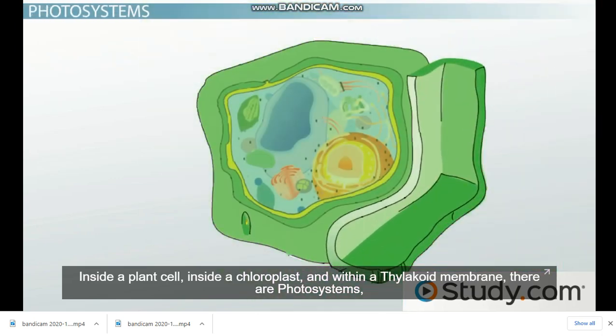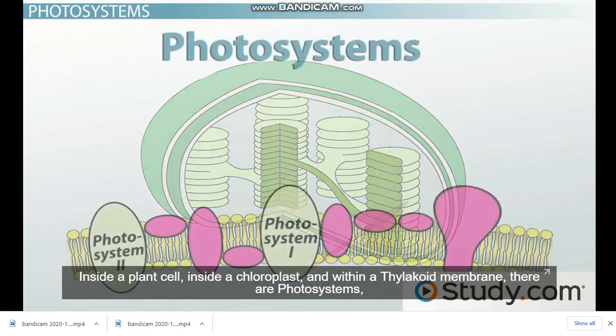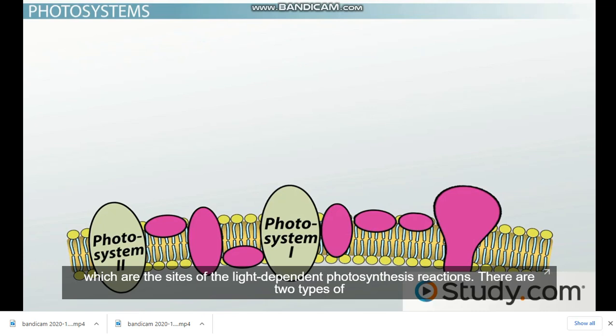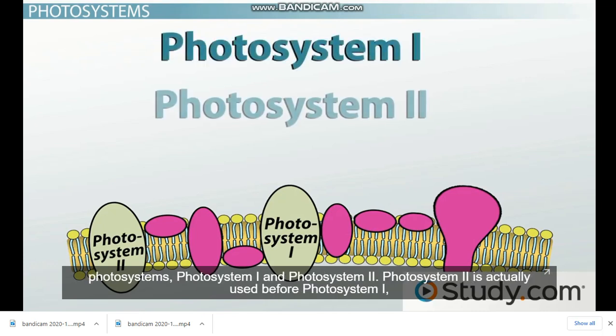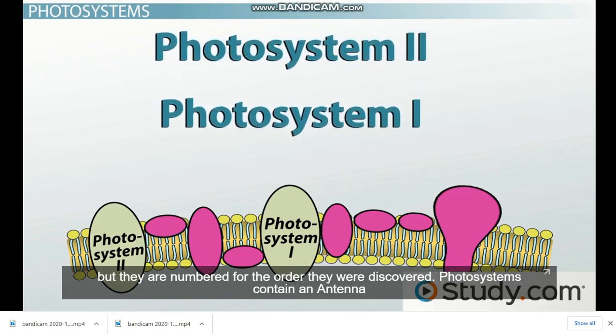Inside a plant cell, inside a chloroplast, and within the thylakoid membrane, there are photosystems, which are the sites of the light-dependent photosynthesis reactions. There are two types of photosystems, photosystem 1 and photosystem 2. Photosystem 2 is actually used before photosystem 1, but they are numbered for the order they were discovered.